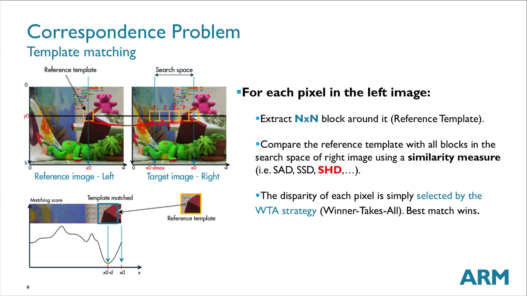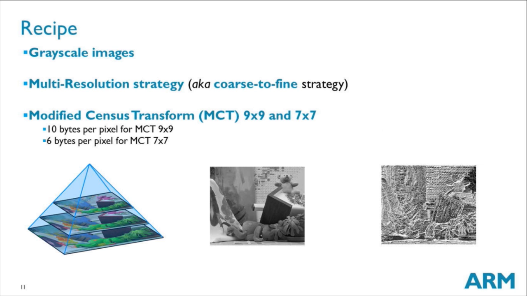In the local approach, we define one image as a reference and one image as a target. For instance, if we define the left image as a reference and the right image as a target, for each pixel in the left image, we extract an n by n block around it, and we call it the reference template. After that, we go to the right image and we look for the most similar n by n block on the same scan line, using a similarity measure such as sum of Hamming distances, sum of squared differences, or sum of absolute differences, and the disparity of each pixel is simply selected by winner-takes-all, so the best match wins.